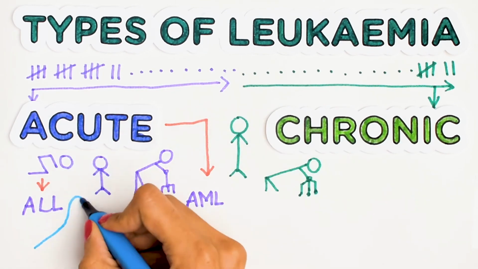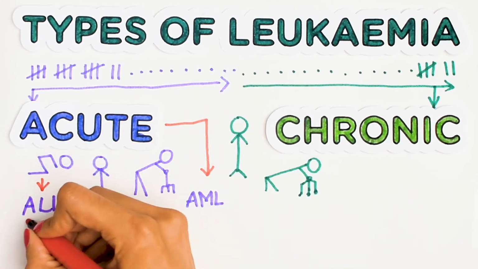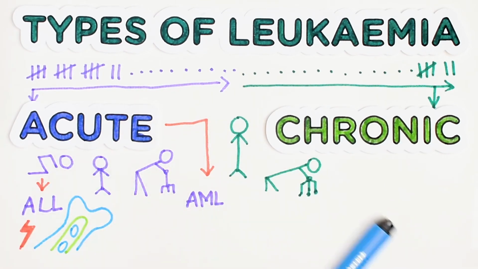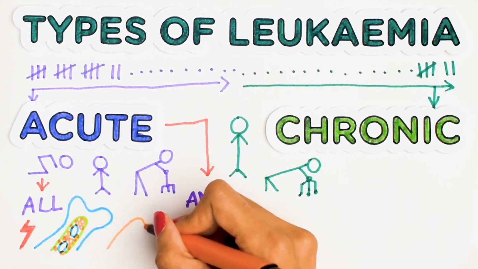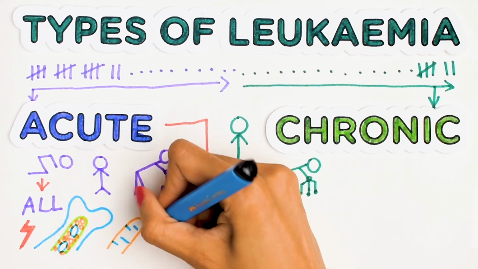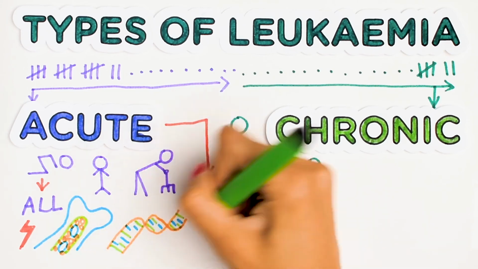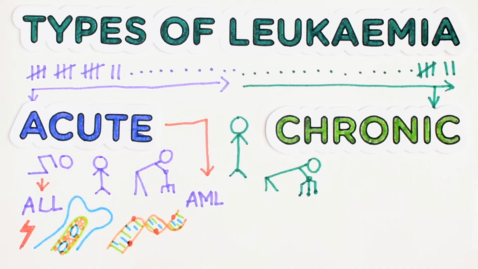Under acute, we have acute lymphoblastic leukemia that develops fast, and there is proliferation of undifferentiated primitive stem cells, also called lymphoblasts, in the bone marrow, causing failure of bone marrow to produce mature white blood cells.